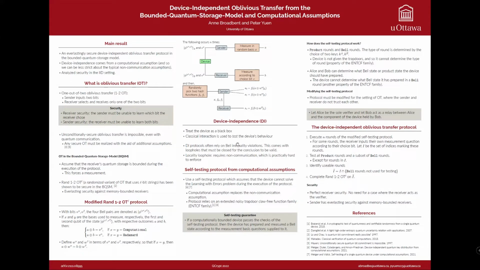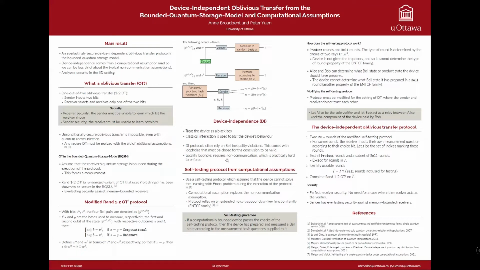And what we can do, though, is use classical interaction with the device to test the device's behavior. So these are usually under the name of self-testing protocols. The way this is usually done is using Bell inequality violation. So we use the classical correlations to see if they violate a Bell inequality, and if so, we can say, hey, there's something quantum going on inside the device. The problem is that Bell inequality violations come with loopholes that have to be closed in order for the conclusions to be valid. And one problematic loophole is this locality loophole.